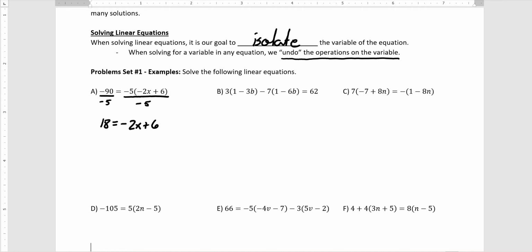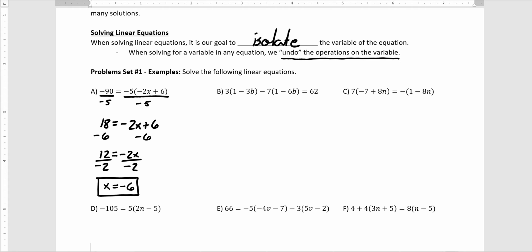Now I've got to get this x all by itself. The first thing I'm going to do is subtract 6. Remember, we're doing that order of operations backwards now. We're undoing them. So I'm going to say minus 6 here. 18 minus 6 is 12. So 12 equals negative 2x. I divide by negative 2. 12 divided by negative 2 is negative 6. Now I would say that x equals negative 6.